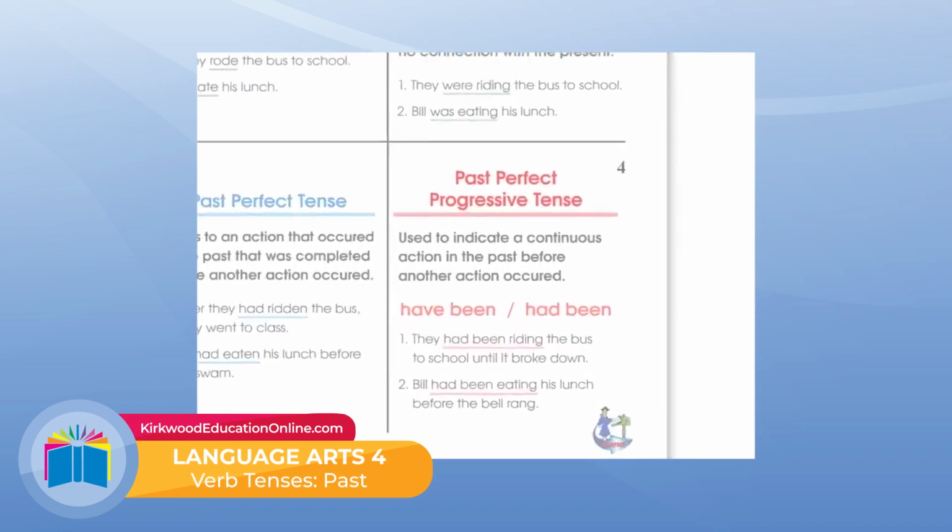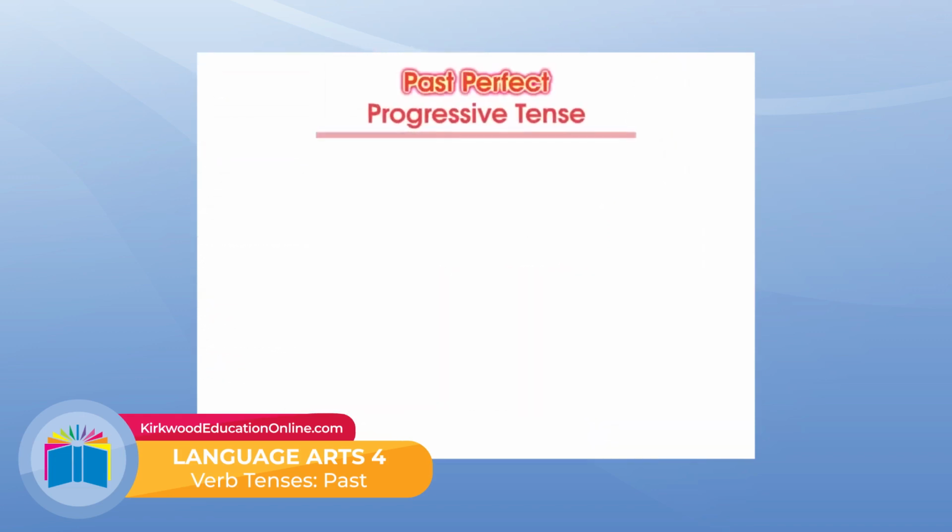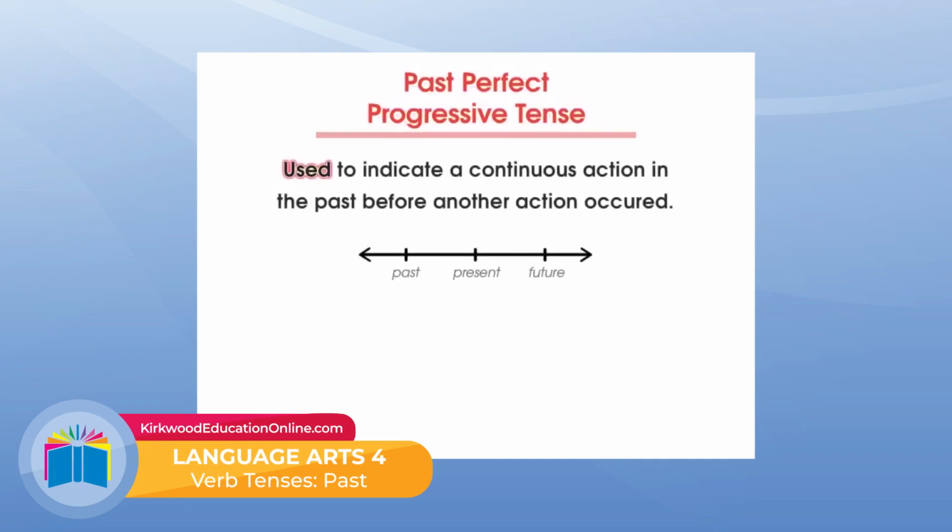Now look at square number 4. Past perfect progressive tense. Listen carefully. Past perfect progressive tense is used to indicate a continuous action in the past before another action occurred. Now for past perfect progressive tense, have been or had been are used before the action verb. That's a clue to past perfect progressive tense.